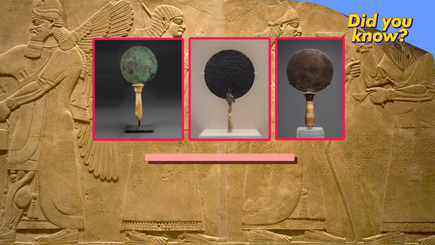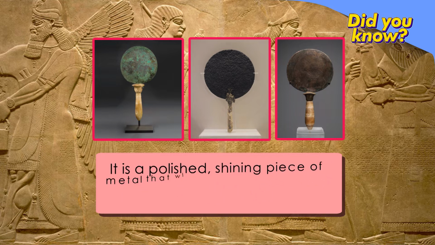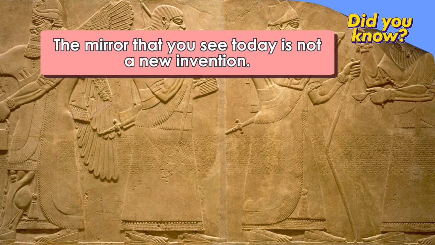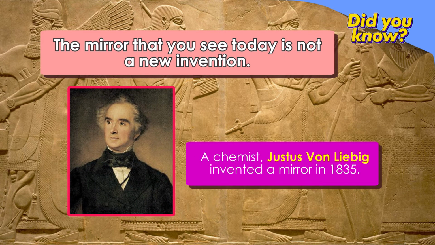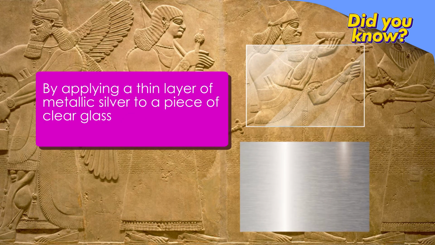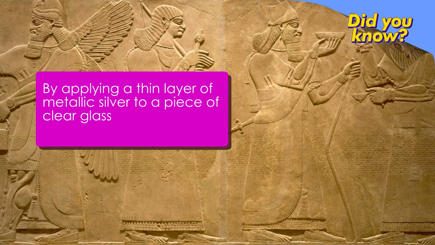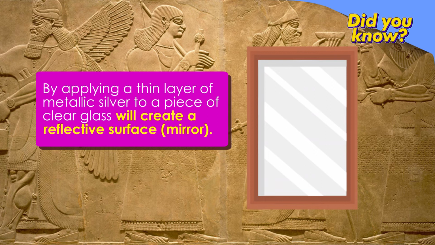Polished copper is exactly what it sounds like. It is a polished, shining piece of metal that will let you see your reflection in. The mirror that you see today is not a new invention. It was originally invented in Germany by a chemist, Justus von Liebig, in 1835. He discovered that if you apply a thin layer of metallic silver to a piece of clear glass, you can create a reflective surface, which is the mirror.